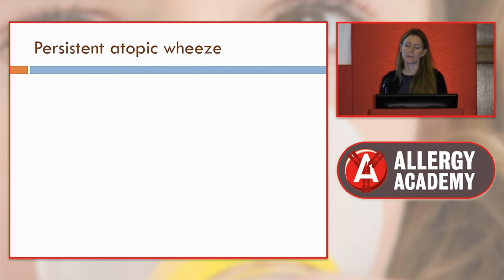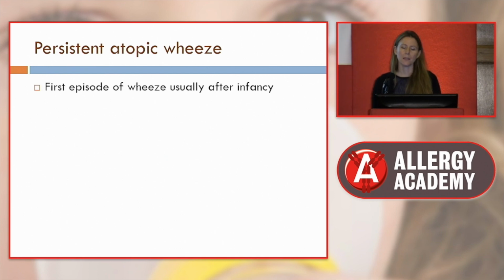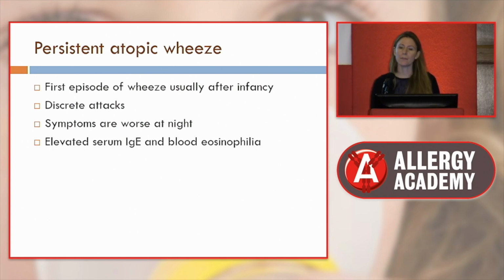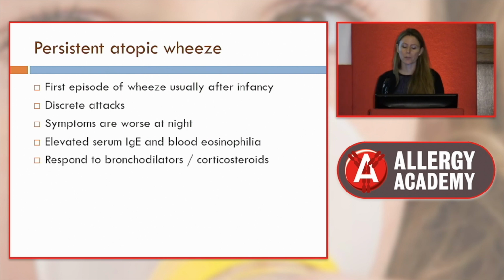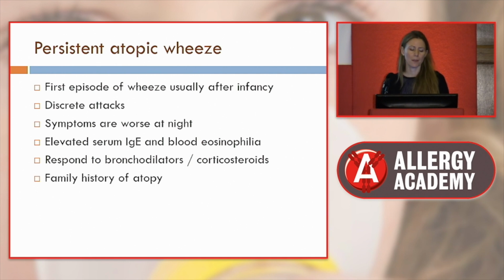This is where I'm going to focus, persistent atopic wheeze. These children usually have their first episode of wheeze after infancy. They have discrete attacks and therefore are well in between episodes. Symptoms are worse at night, and they have an elevated IgE and blood eosinophilia. And I'm going to show you some data looking at this with regards to potential treatments based on this. They respond to bronchodilators and corticosteroids, whereas some of the previous phenotypes don't respond. They generally have a family history of atopy, and they have normal lung function in infancy.